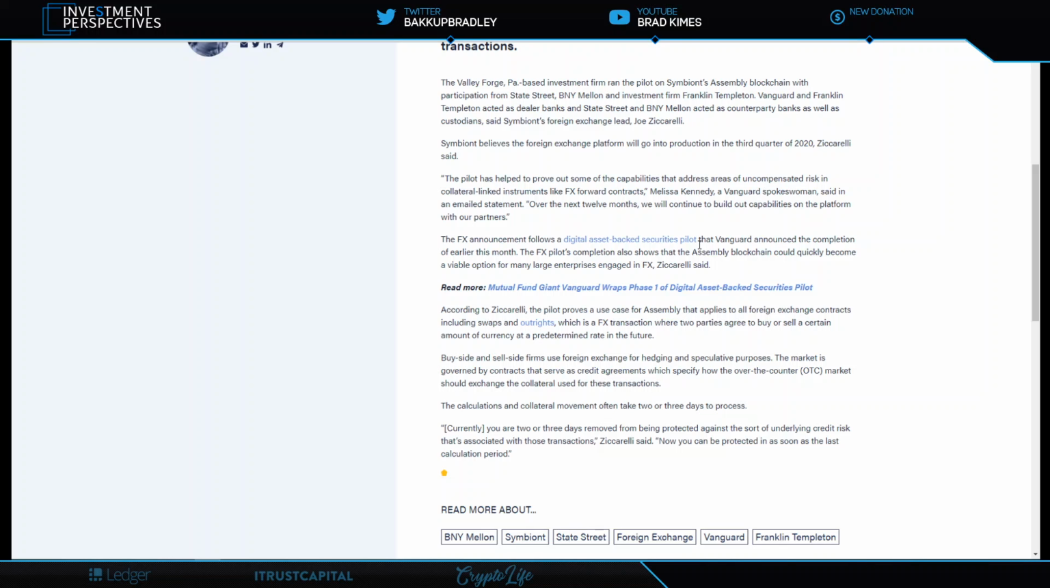The FX pilot's completion also shows that the Assembly blockchain could quickly become a viable option for many large enterprises engaged in FX. According to Zaccarelli, the pilot proves a use case for Assembly that applies to all foreign exchange contracts, including swaps and outrights, which is an FX transaction where two parties agree to buy or sell a certain amount of currency at a predetermined rate in the future.